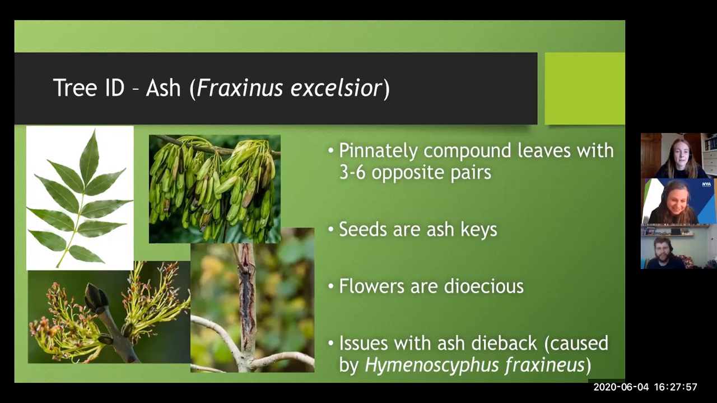But yeah, so this is an ash tree. Again, the leaves are pinnately compound. So 3 to 6 opposite pairs, so not 3 to 6 leaflets, 3 to 6 opposite pairs, and then one terminal at the top. Their seeds are ash keys. That's what they're called, keys. Kind of similar to the helicopters of the sycamores, but just with one wing essentially. Flowers are dioecious, so you get different male and female ash trees. However, you can get monoecious as well, so it's all very confusing.